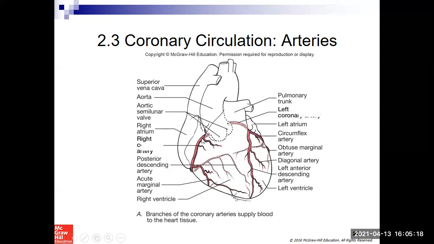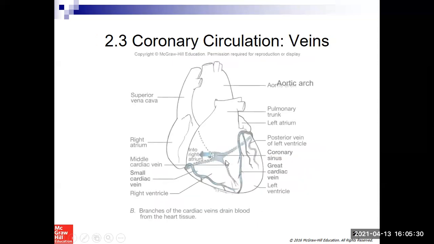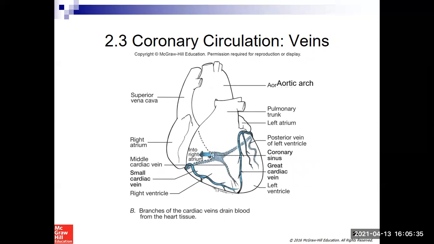So the heart actually has arteries that supply blood to itself. Okay, the right coronary artery. Branches of the coronary artery supply blood to the heart tissues. Coronary circulation, we have the veins, which are branches of the coronary veins, that drain blood from the heart tissue. Once that blood has been used by the heart, your veins drain the blood from the heart tissue.